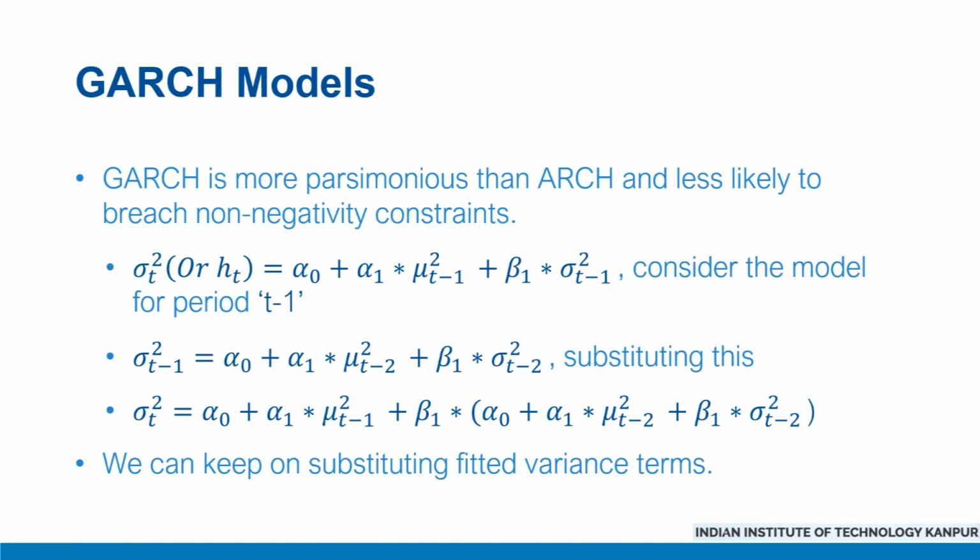Let's see why we can make the statement that GARCH is a more parsimonious model as compared to ARCH and very unlikely to breach non-negativity constraints. If this is the model, it is called the GARCH(1,1) model. So you have 1 lag for mu square t minus 1 and 1 lag for the previous conditional estimate sigma square t minus 1. Your volatility estimate depends on previous values of mu square t minus 1 and sigma square t minus 1. So it becomes this kind of model.